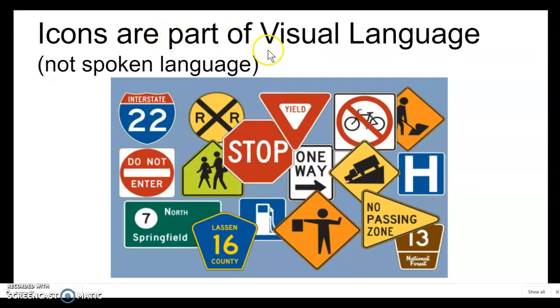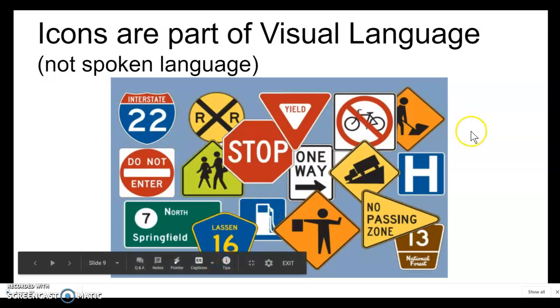So icons are part of visual language. So we have language that we hear and we speak. But there's also visual language which is not spoken. And we see examples of it every day. So here's some examples of road signs. You can see a picture of a truck, a picture of people walking, a picture of a gas pump, a picture of a railroad crossing. So these are all part of visual language.